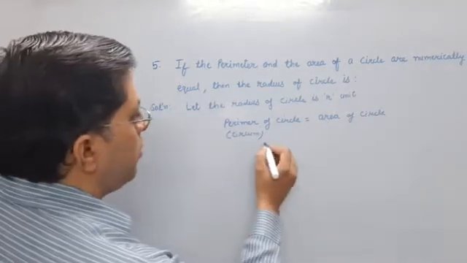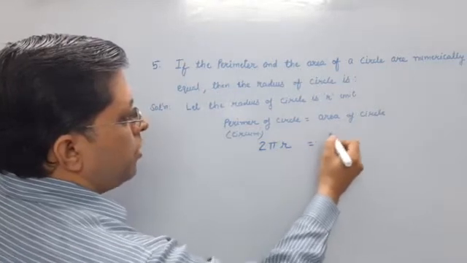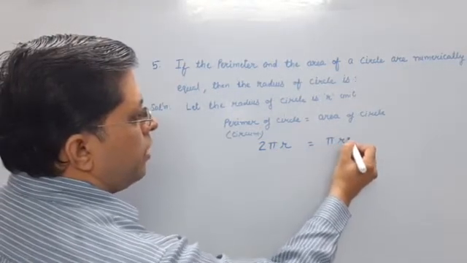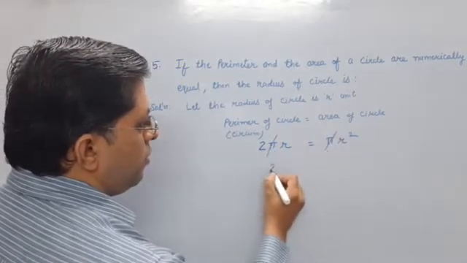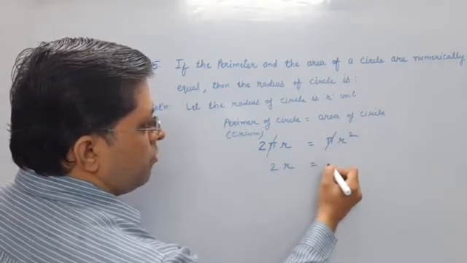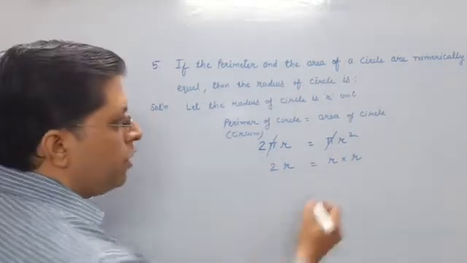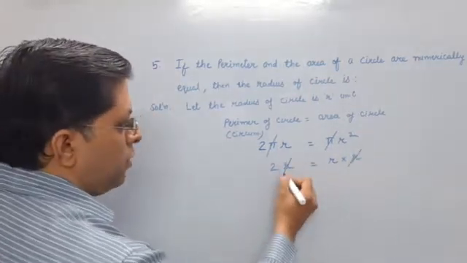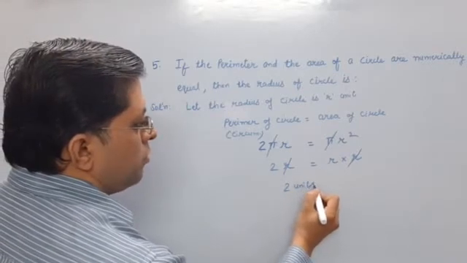Then what is the circumference of the circle? That we all know, 2 pi r. What is the area of the circle? Pi r square. Okay, you can cut pi and pi. Here is 2r, and here is r square. I can write r square in terms of r into r. Okay, I am cutting this r and r. So r is 2 unit. This is the answer.